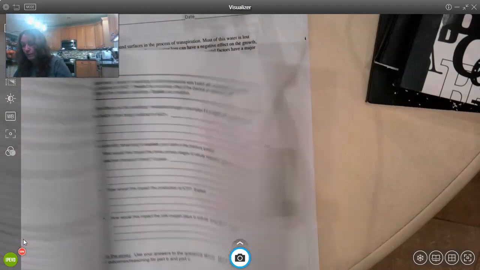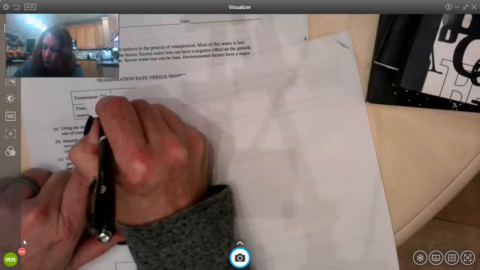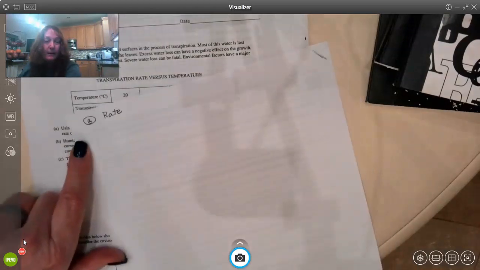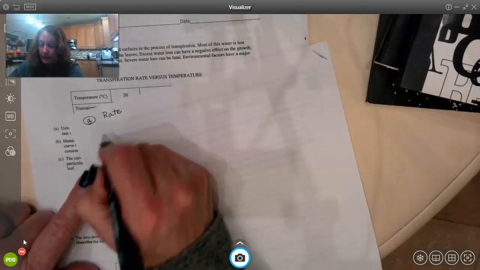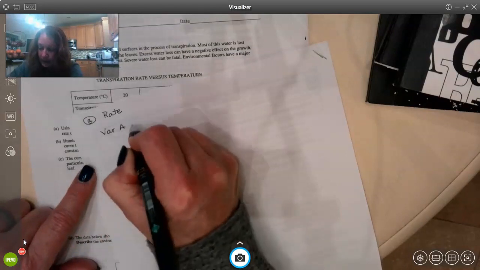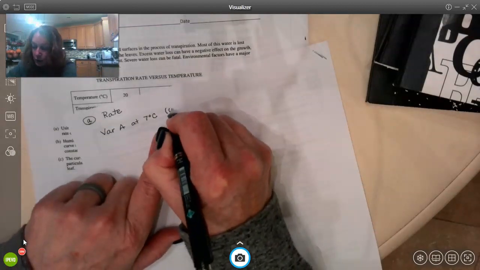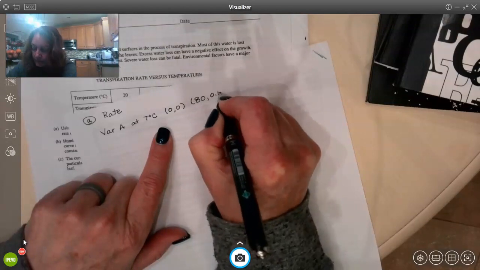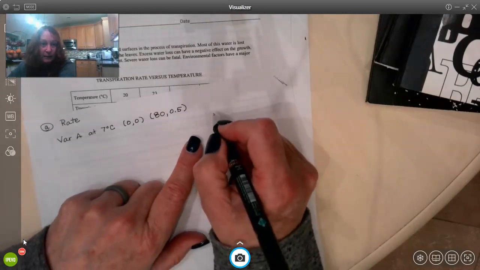I'm going to show you, we're going to go on the back, and we're going to do our work. So this is where we're going to do part A, and we're going to do rate. And this is time consuming. They know that. That's part of it. So you have to tell what variety A, this is at 7 degrees Celsius. You're going to use these 2 data points, and then we're going to calculate the slope for that.